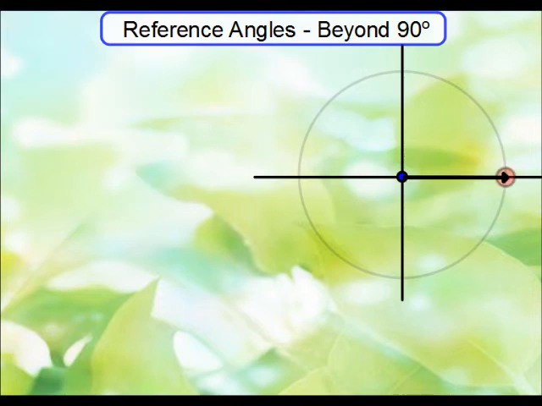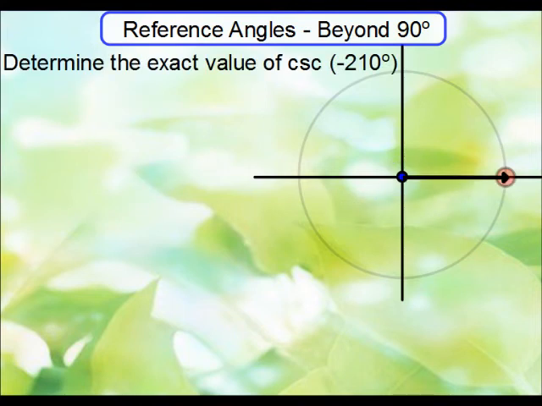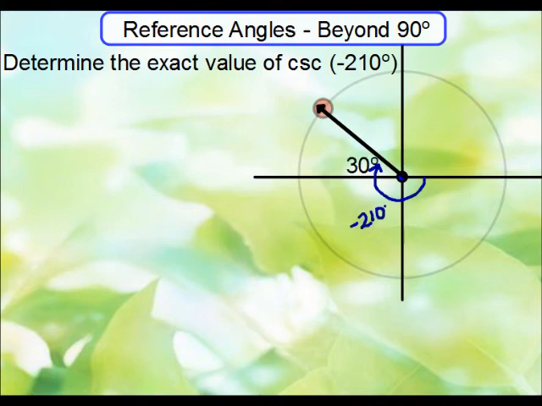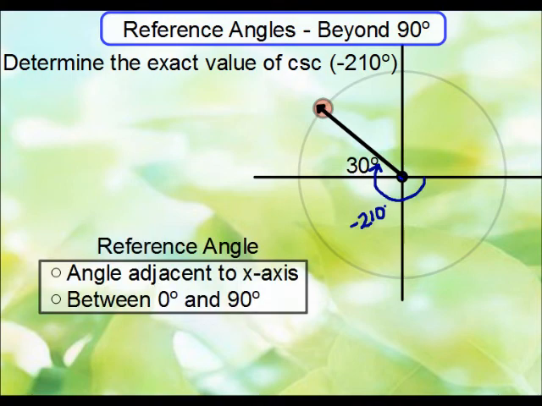Alright, let's do one more. This time let's determine the cosecant of negative 210. Just as before, we want to map out this angle. That's negative 90. Notice the direction we're going. That's negative 180. Negative 270 takes us here, so that's too far. Therefore, that brings us here in the second quadrant. And the reference angle, remember it's supposed to be adjacent to the x-axis. That's 30 degrees. A reminder that the reference angle is always positive.